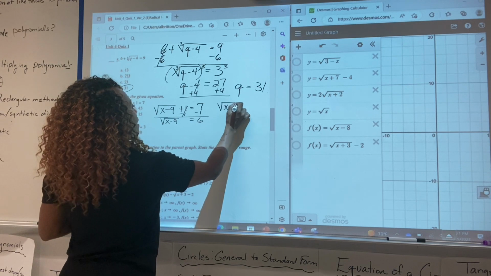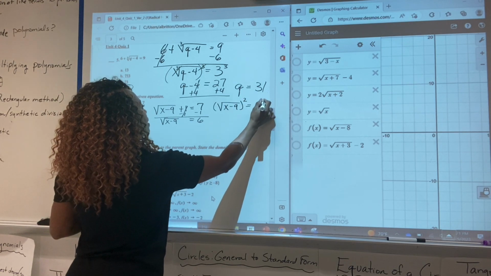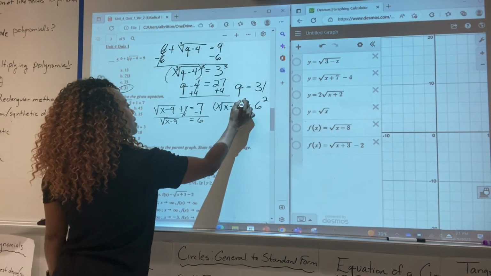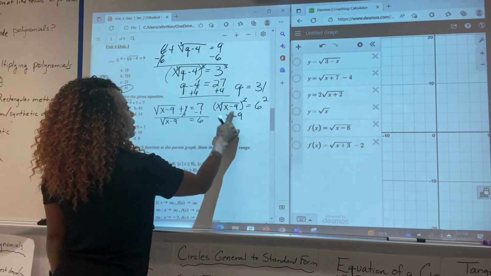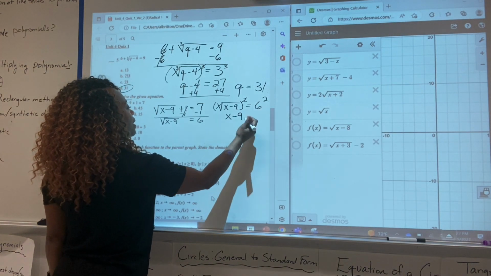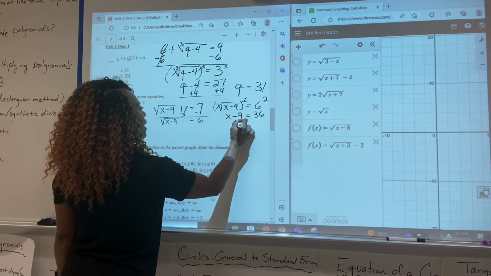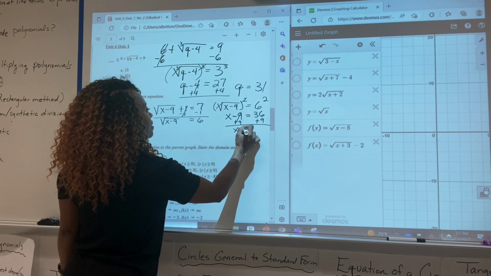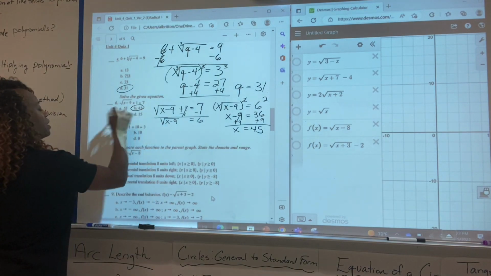So I've got x minus 9, I'm gonna square it. Whatever I do to one side, I've gotta do to the other. So a square root and a squared cancel each other out. Just the radicand is left. The radicand is whatever is underneath the radical sign. 6 squared is 36. When I add 9 to both sides, x is equal to 45. So B is the answer for that.